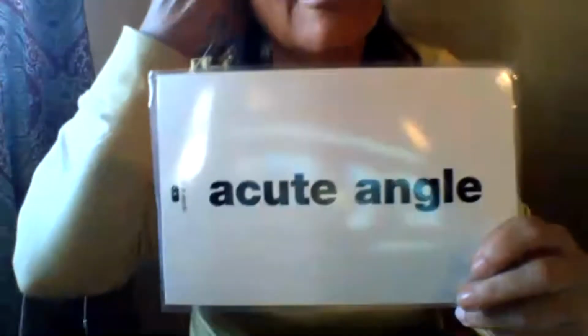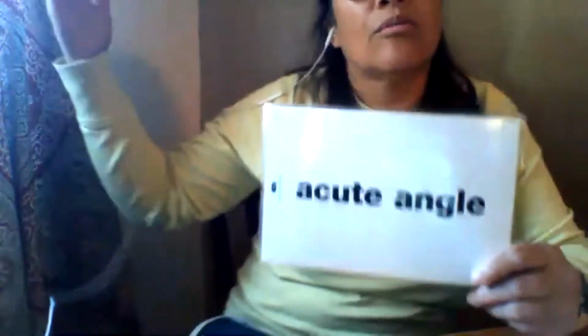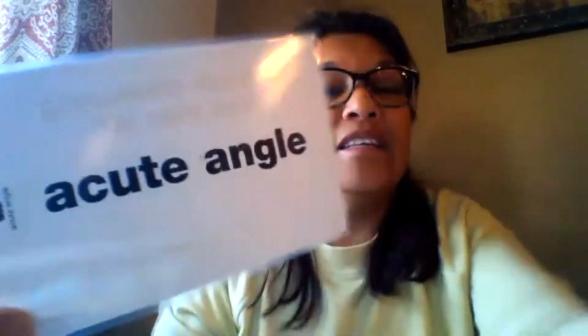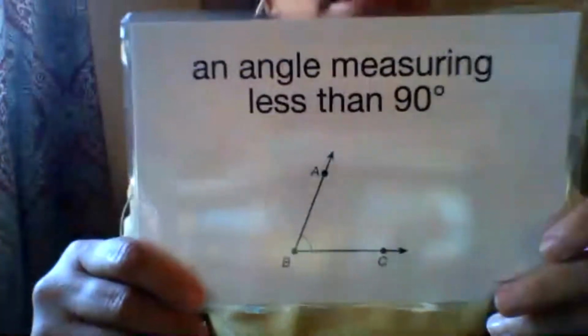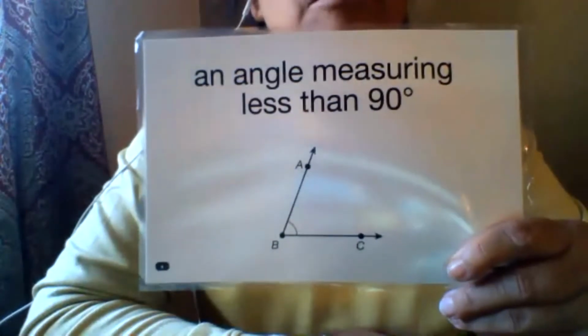Here's our angle. Remember your right, acute, obtuse. An angle that measures less than 90 degrees is an acute angle. And look, 2 rays. How many rays does it take to make an angle? 2.